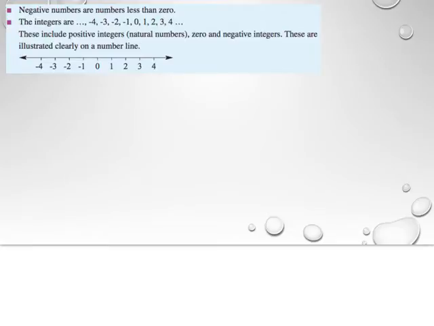These include the positive integers. So positive integers or your natural numbers, 1, 2, 3, 4. 0 is not seen as a natural number. And then we also have the negative integers. We can always use a number line, and I know sometimes you can use a number ladder that is going vertical to do these calculations, and I'm going to show you how to do it now.